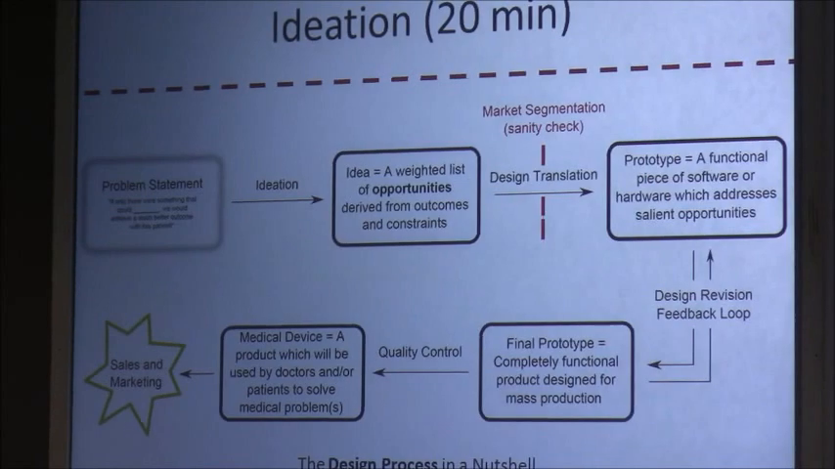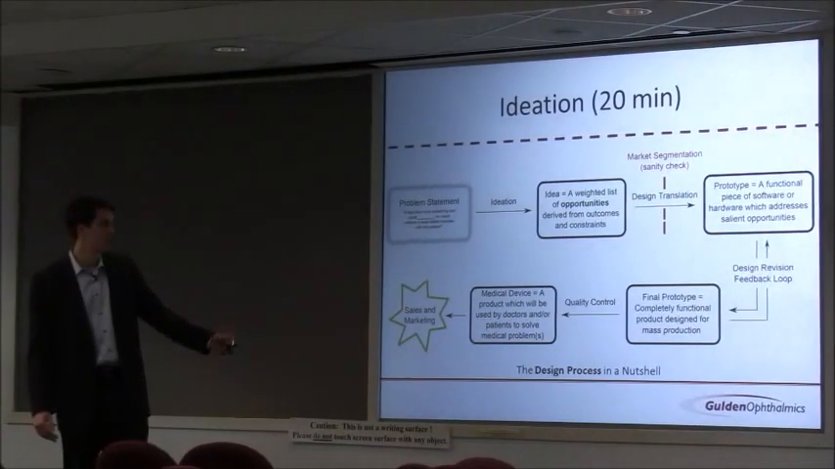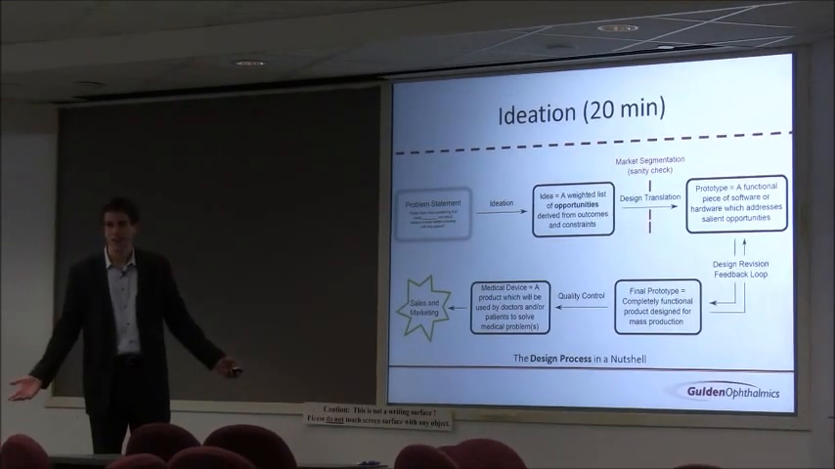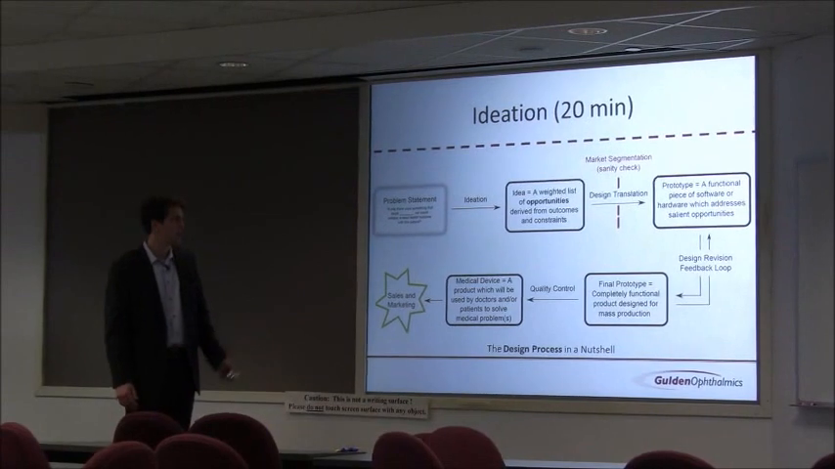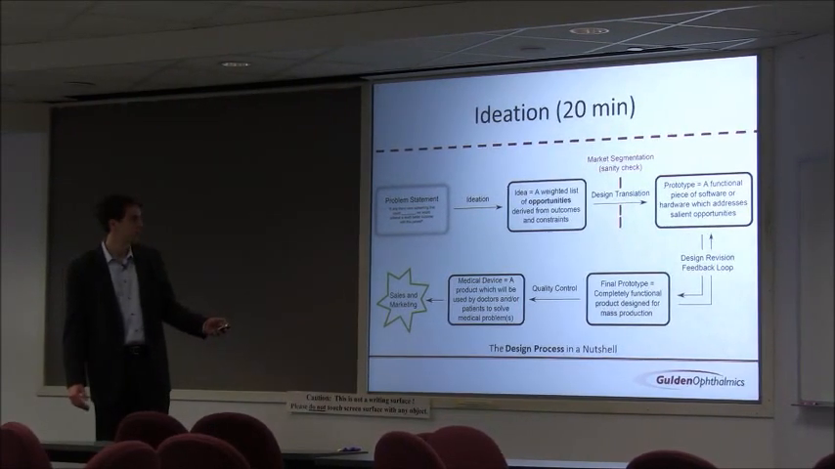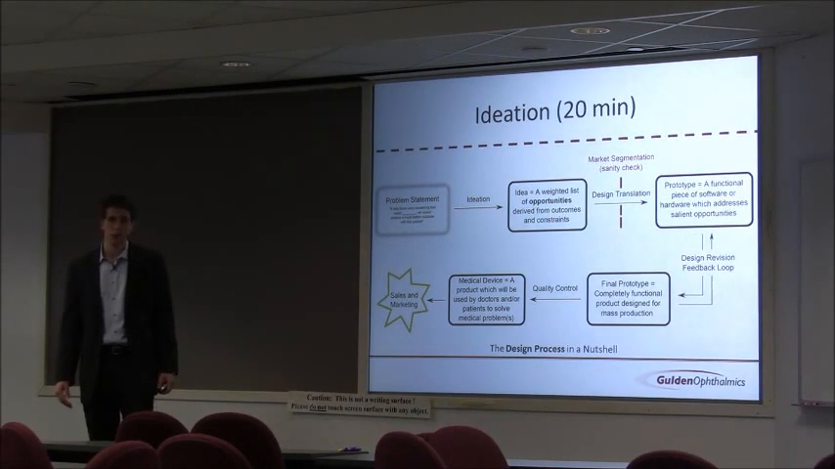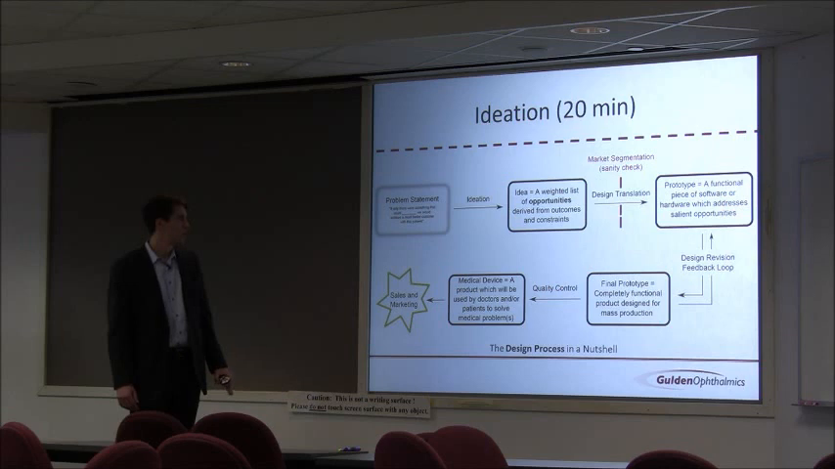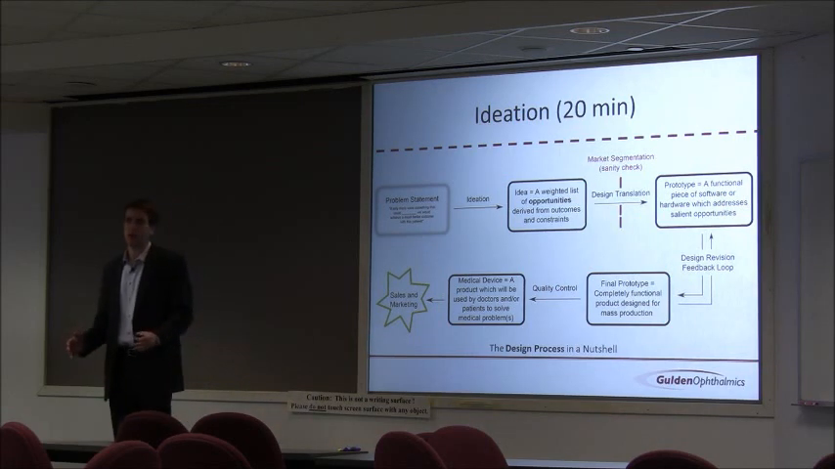But say you do this market segmentation, you think, you know what, I want to make $3 or $4 million, let's make a prototype. That's the next step. So that process is called design translation. That's when you take each of these opportunities, these salient opportunities, the most important ones that you find during your ideation process, and you take those and you design a physical thing to meet those outcomes.